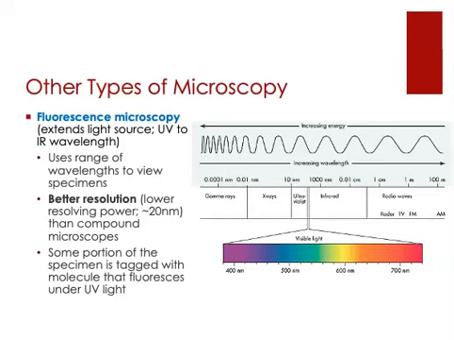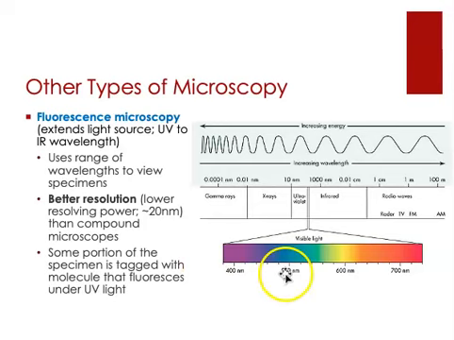Let's switch gears here and talk about a couple other types of microscopy that we should be familiar with as students of microbiology. The first type is called fluorescence microscopy. Now, if you recall, light microscopy uses visible light in order to view specimens under the microscope. Fluorescence microscopy extends the range of what is used to view the specimen.